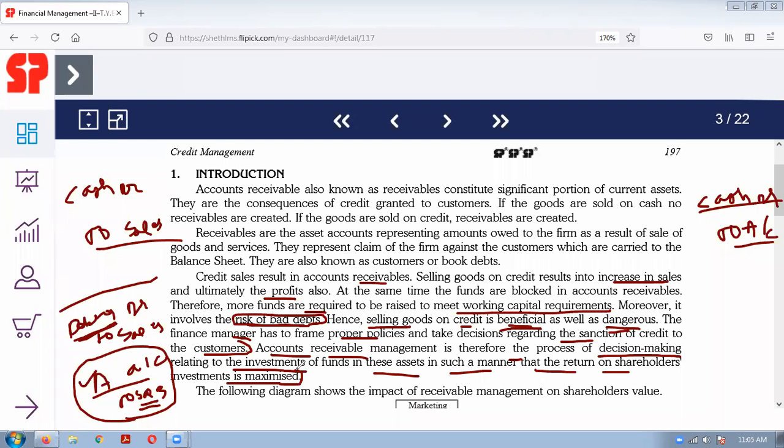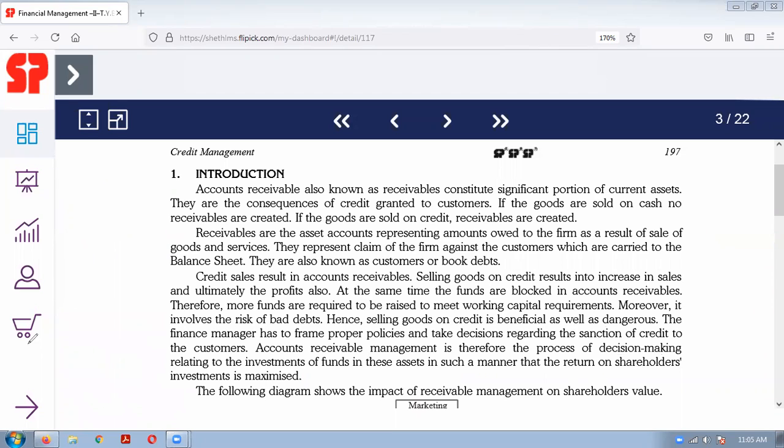In receivable management, you have to treat your debtors as an investment. From that you have to try to maximize your returns. How can it be done? One thing I'm telling you is that you can charge interest for giving credit. This is one thing through which you can treat the debtors as an investment. So if you invest your money, let us understand what is the logic in this.